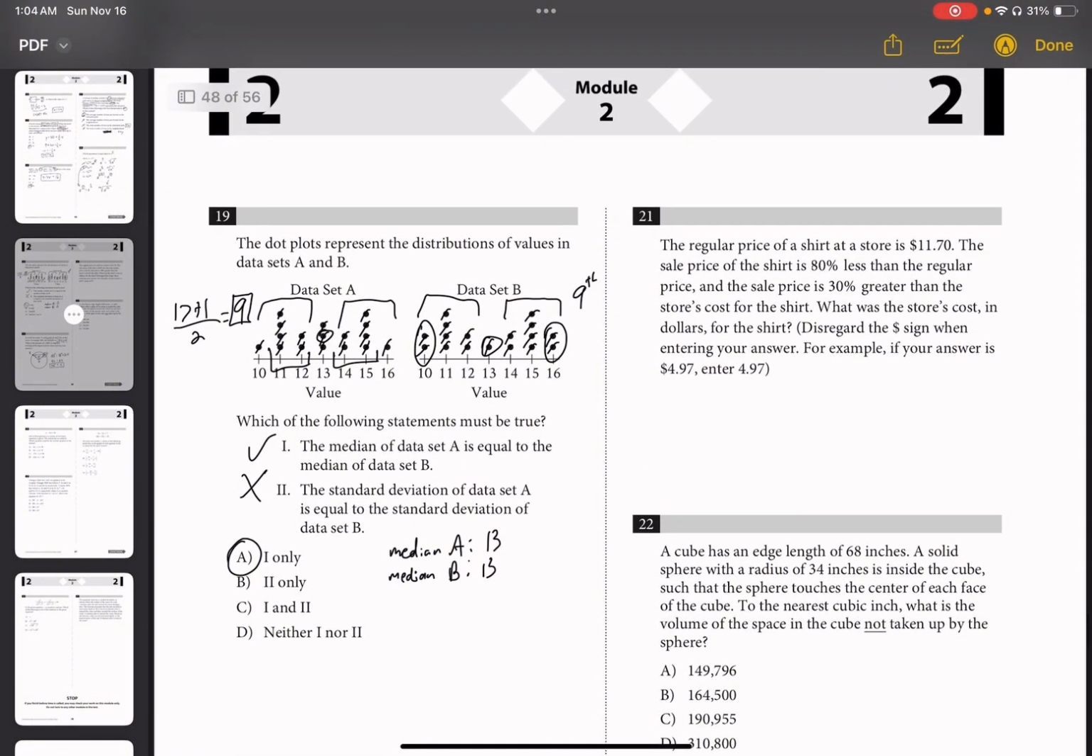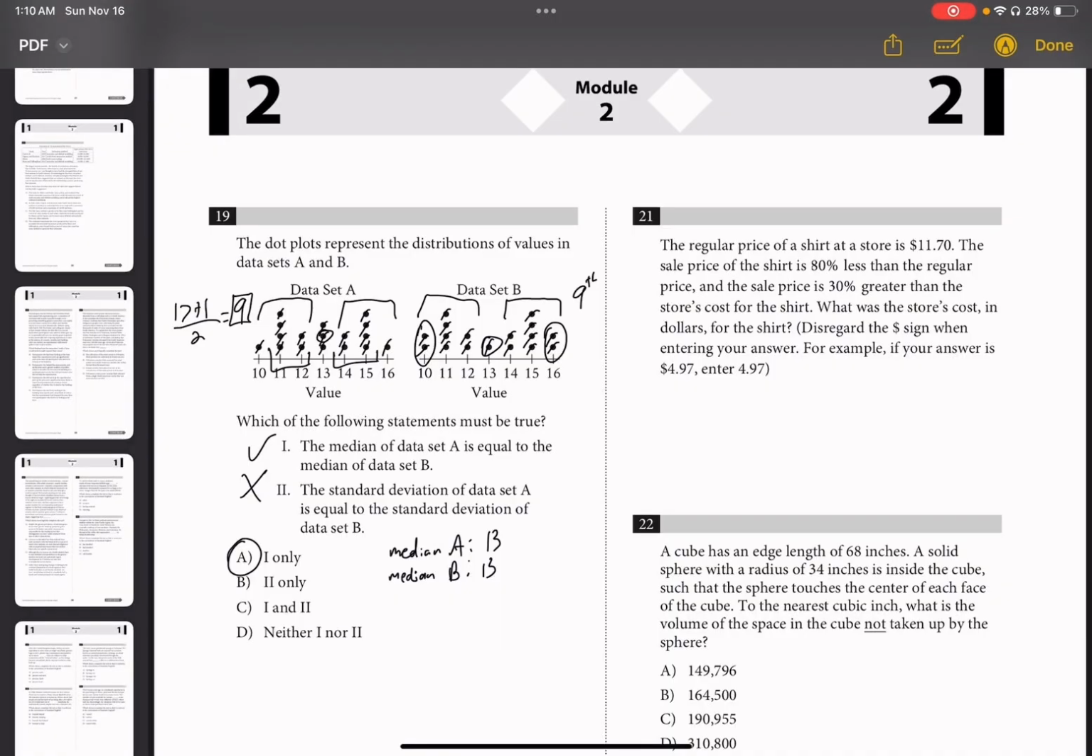Next question. Okay, question 21. The regular price of a shirt at a store is $11.70. The sales price of the shirt is 80% less than the regular price, and the sales price is 30% greater than the store's cost for the shirt. What is the store's total cost in dollars for the shirt?